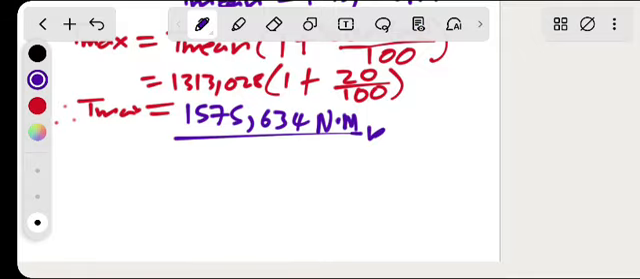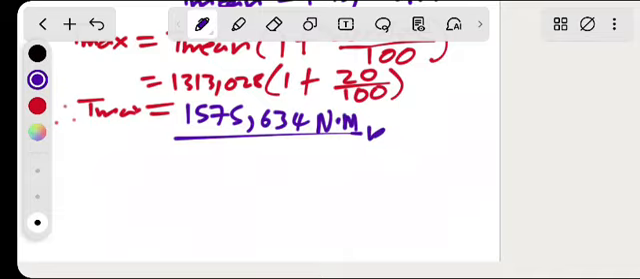Remember, now we calculate the maximum bending moment. All these steps, I know why I'm doing this. For all these steps, the aim is to find T E, but we have to pass through all these steps.